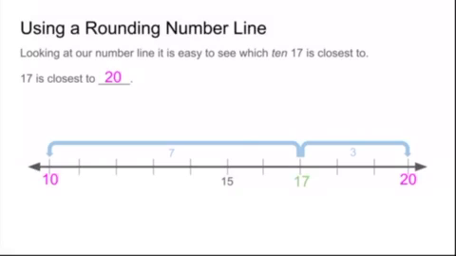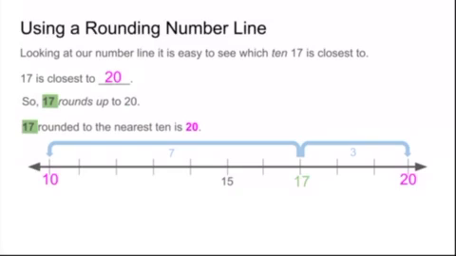Does that make sense? Because 17 is closer to 20 than it is to 10, we can say 17 rounds up to 20. We're going to use that word up because it's our next 10. 20 is moving up. It's a bigger number. So we would say it rounds up. If it were to round to the 10 that was the previous 10 or a smaller number, you would say it rounds down. But 17 rounds up. We can also say 17 rounded to the nearest 10 is 20.